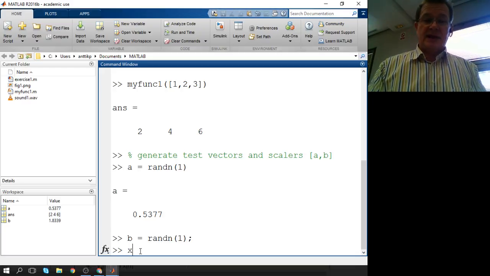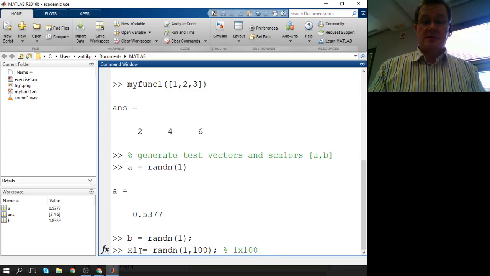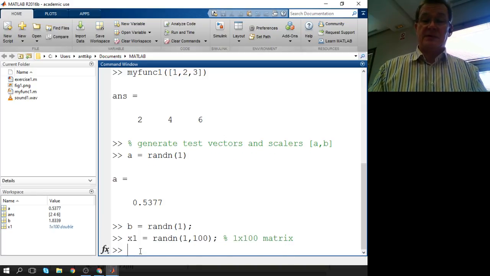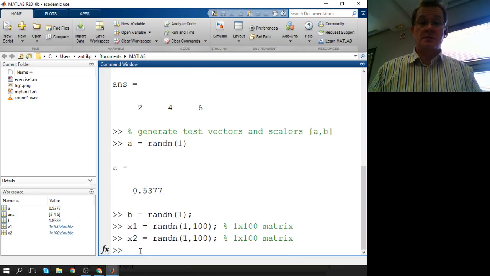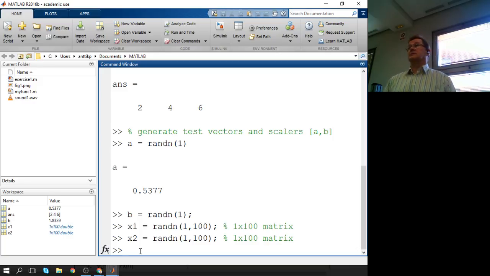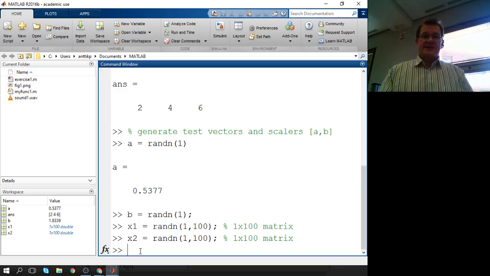Okay, so x1 vector, random numbers, 1 row, 100 columns. 1 times 100 matrix. Same thing for the x2. There. And they are totally random. Well, as random as they can be. Good.